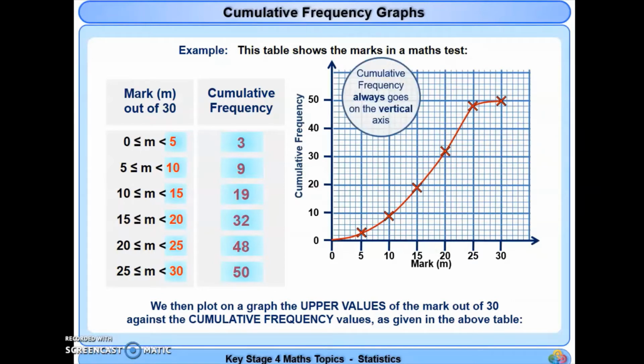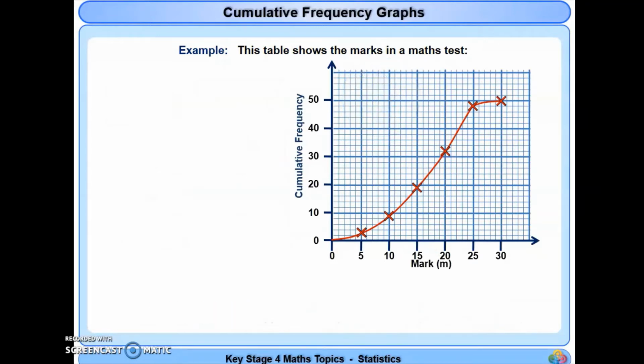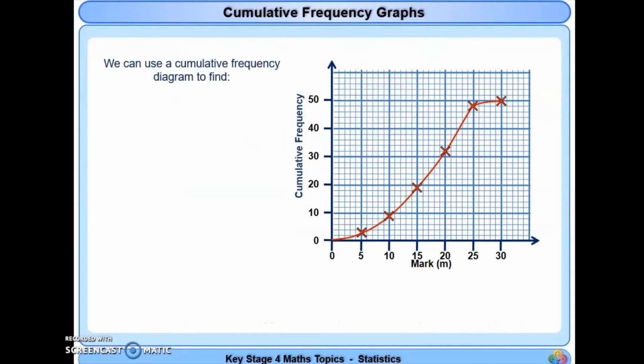Just a reminder that cumulative frequency always goes up the vertical axis. Okay, so what can we actually use this cumulative frequency to find out? Now we've got the data and it has been accumulated. What can we use that for? Okay, we could go ahead and find the median.